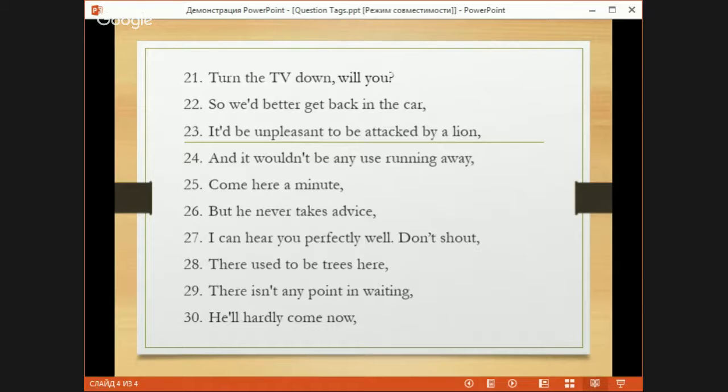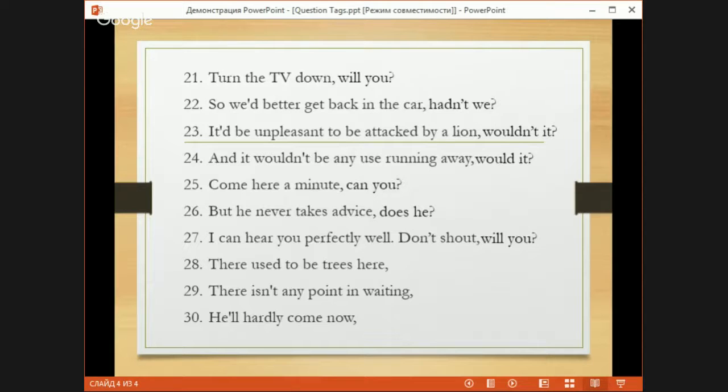So we'd better get back in the car, hadn't we? Because we'd better means had better. It would be unpleasant to be attacked by a lion, wouldn't it? And it wouldn't be any use running away from the lion, would it? Come here a minute. Can you or will you? But he never takes advice. Never is a negative sentence. Does he? I can hear you perfectly well. Don't shout. Will you? Don't shout is the imperative form.